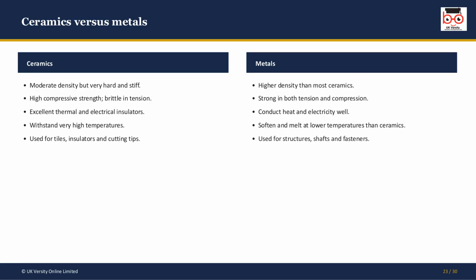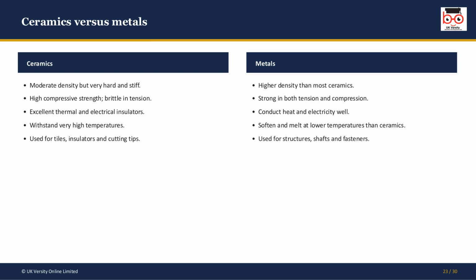Ceramics have a moderate density but are extremely hard and stiff, with high compressive strength, though they're brittle in tension. They're excellent thermal and electrical insulators, and they withstand very high temperatures, which is why we use them for tiles, insulators, and cutting tips.